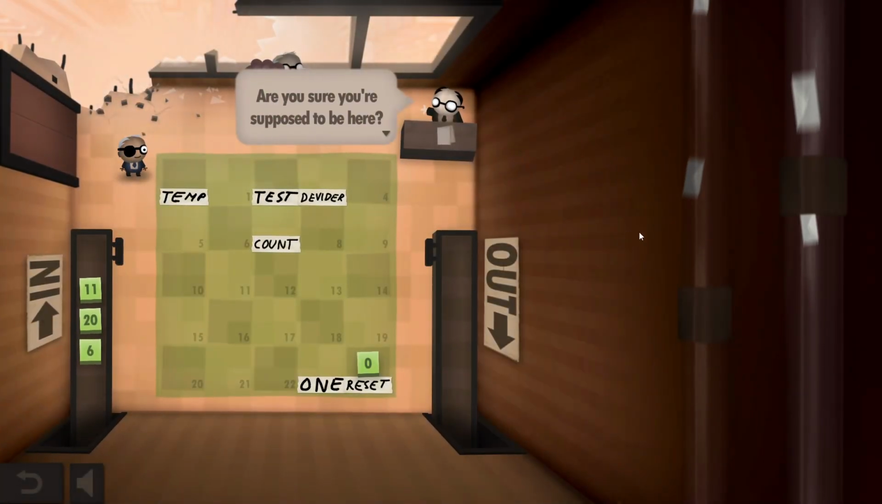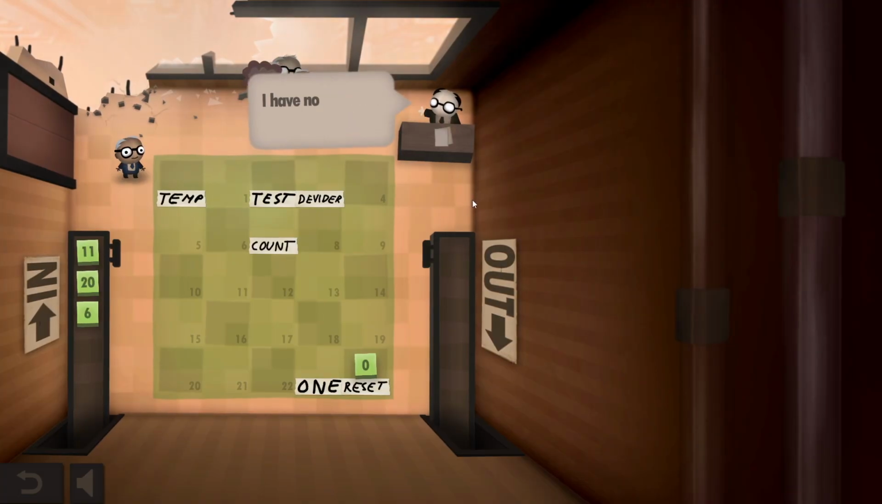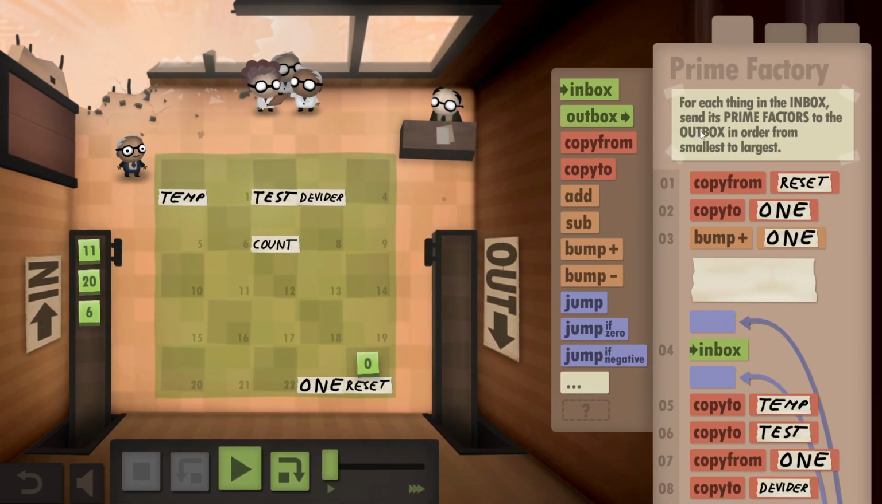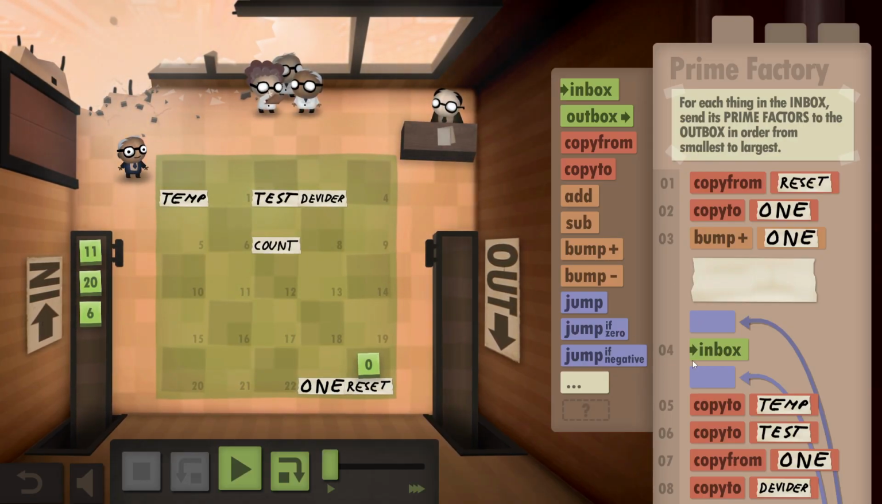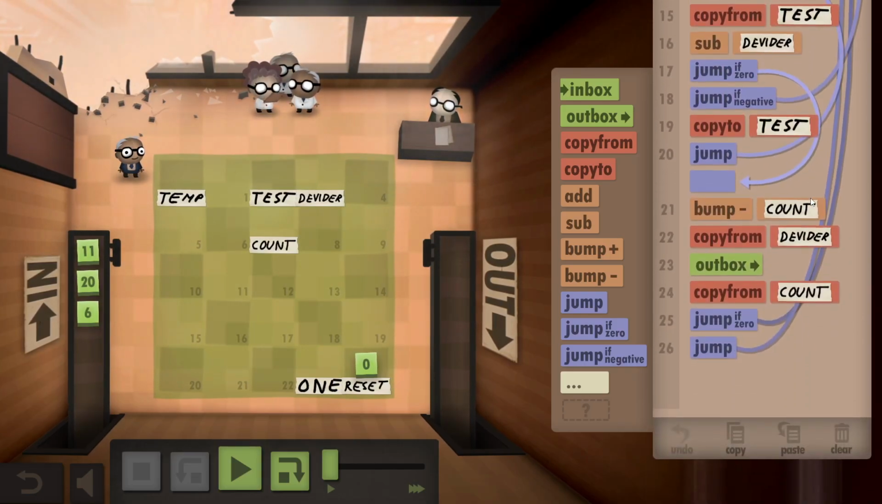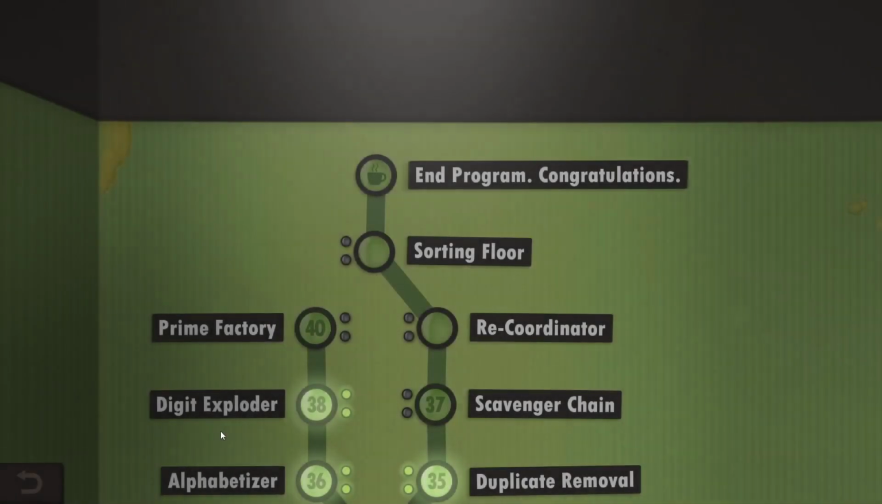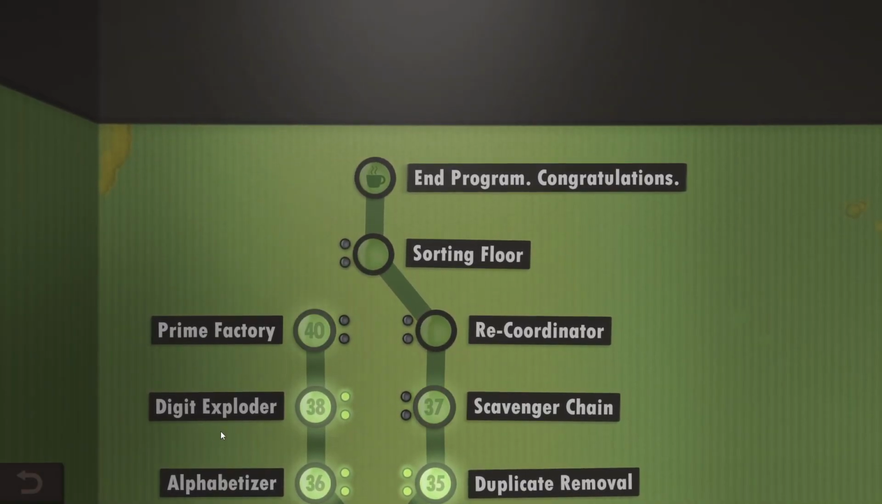You have to... I talk too much. For each thing in inbox, send prime factors to outbox, ordered from smallest to largest. I have small issues, but we're kind of making it. We'll figure it out soon. Not today. I'm too tired, it's too late. It's been 3 hours.